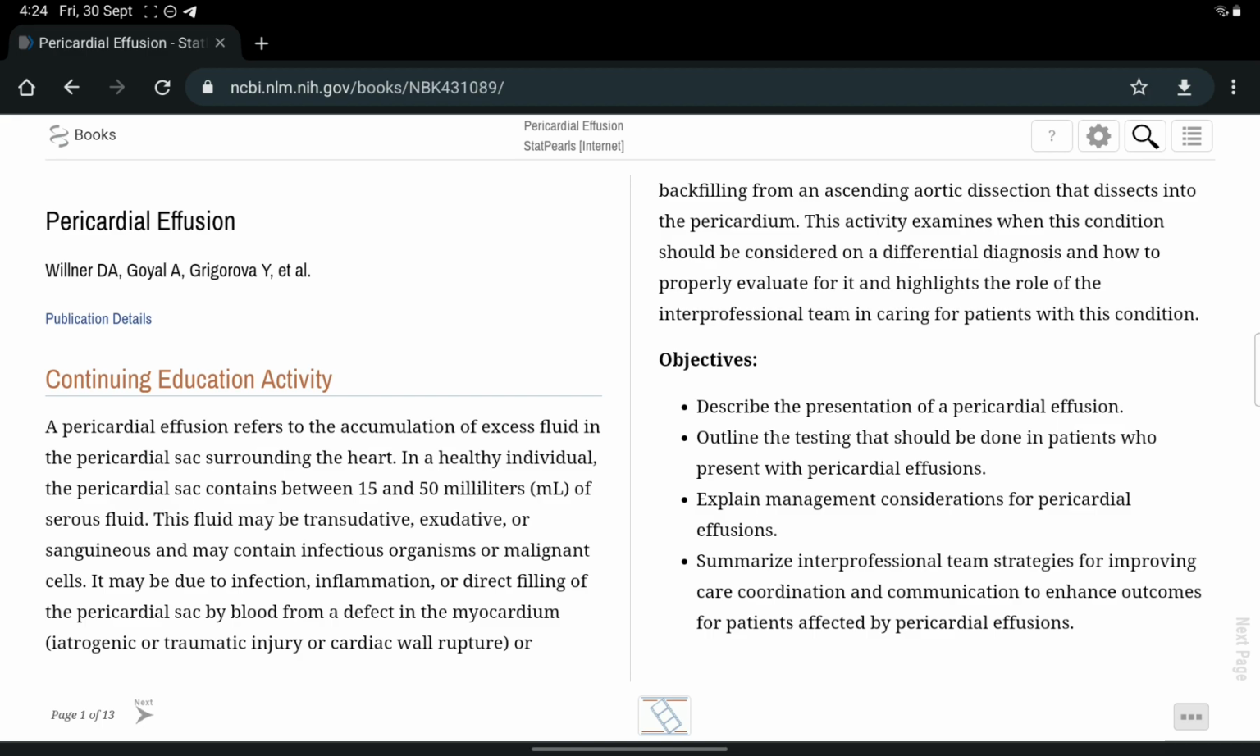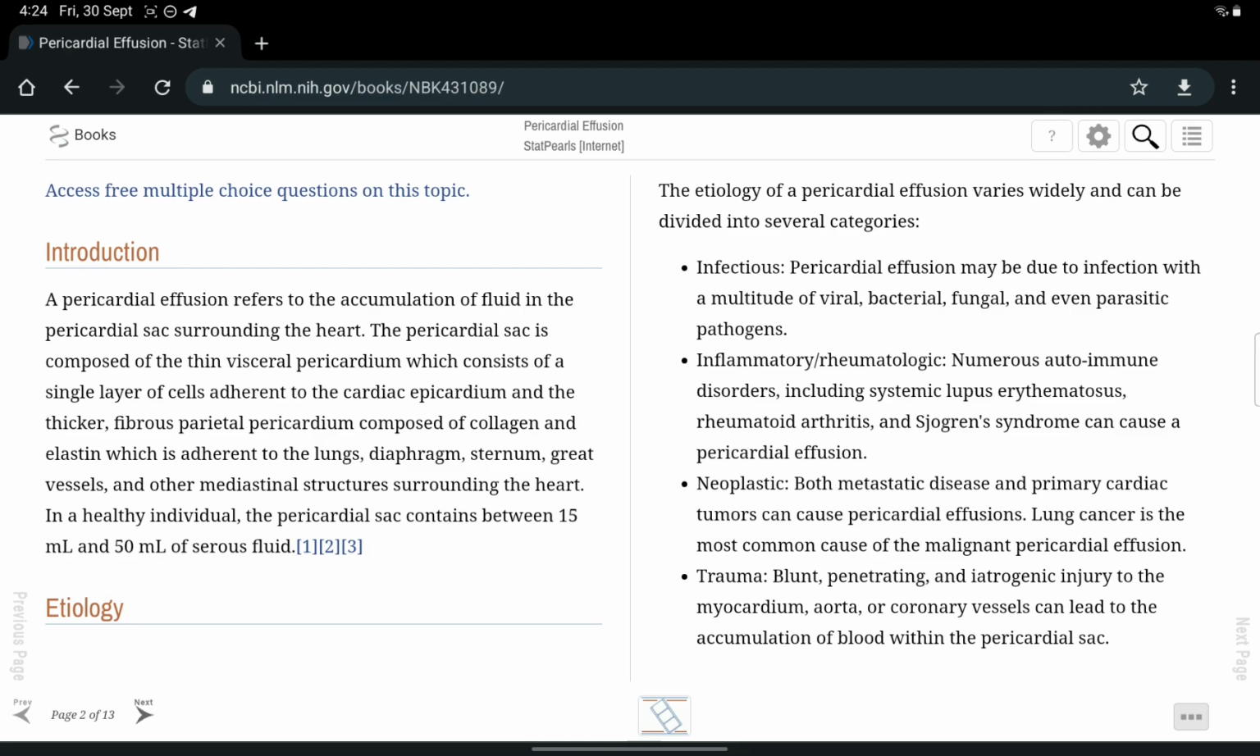Okay, and what are the causes of this effusion? It's simply because of an infectious cause. Here you can read it's due to infection. Pericardial effusion may be due to infection with bacteria, viruses, fungi, or even parasitic pathogens. Okay, it can be inflammatory. Inflammatory means if you are having any autoimmune diseases, including SLE, RA, Sjogren syndrome, then you are going to have the effusion. Next is neoplastic. Both metastatic disease and primary cardiac tumors can result in pericardial effusion.